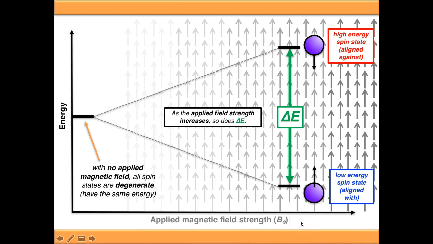will organise themselves into a number of spin states, and for spin-1/2 nuclei, that's two states, which are a low energy state that's aligned with the magnetic field, or a high energy state that's aligned against the magnetic field. And the gap between these two energy states we call delta E, or the gap in energy.